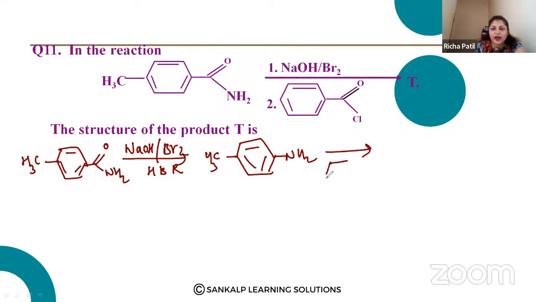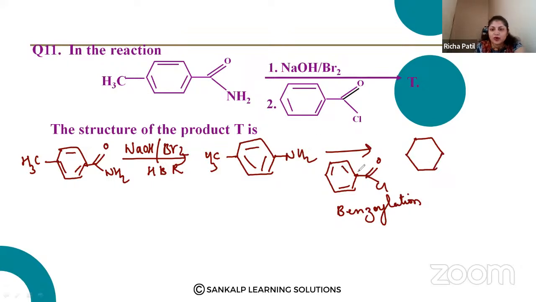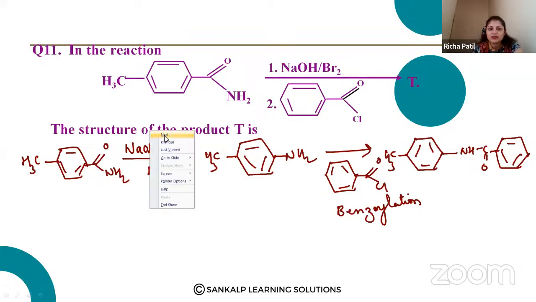The second step is you're going to add this particular compound, the benzoyl chloride, C6H5COCl. What is this? You are doing benzoylation. What will you yield now? The active site, the CO group, will get attached at the NH, so it becomes an amide. You will get NH, C double bond O, and this is your product. So the structure is this.